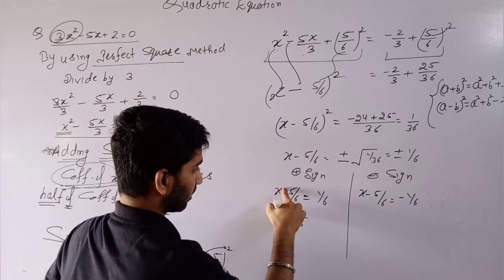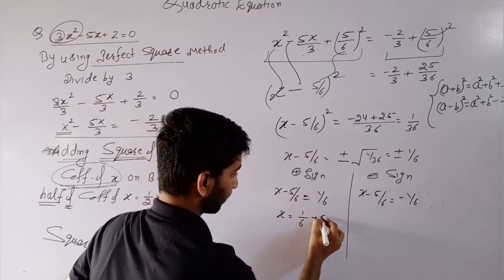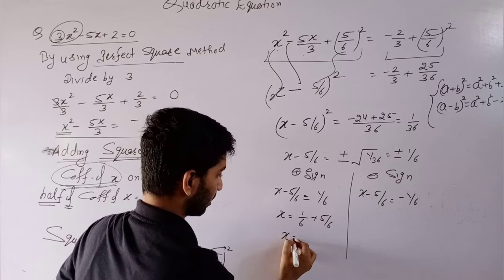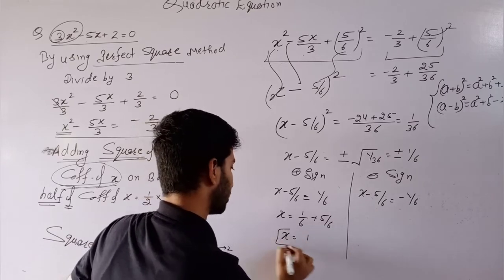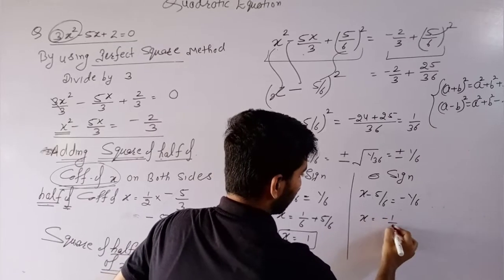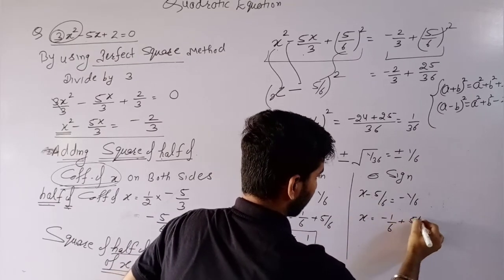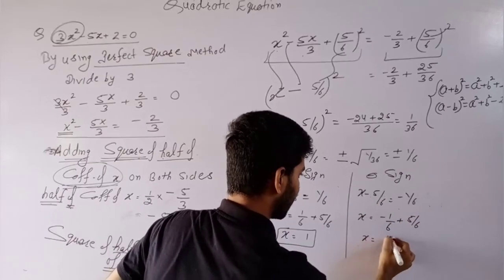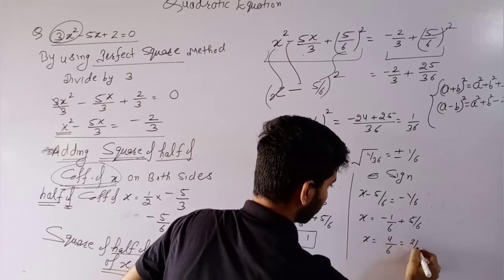Taking the positive sign: x equals 1 by 6 plus 5 by 6. By taking the LCM, we get the answer 1. With the negative sign: minus 1 by 6 plus 5 by 6, and by taking the LCM we get 4 by 6, which is 2 by 3.